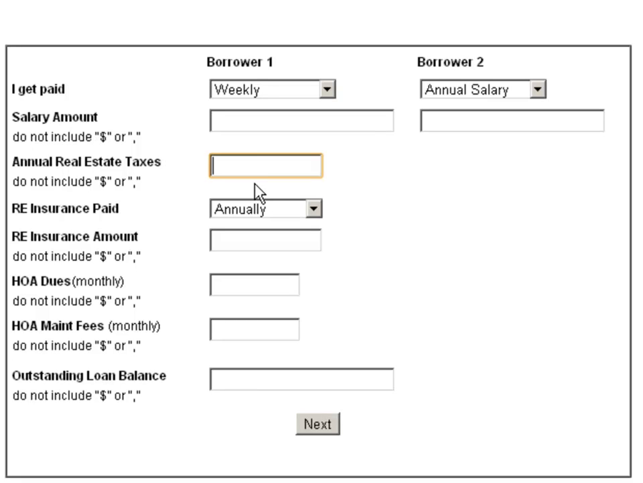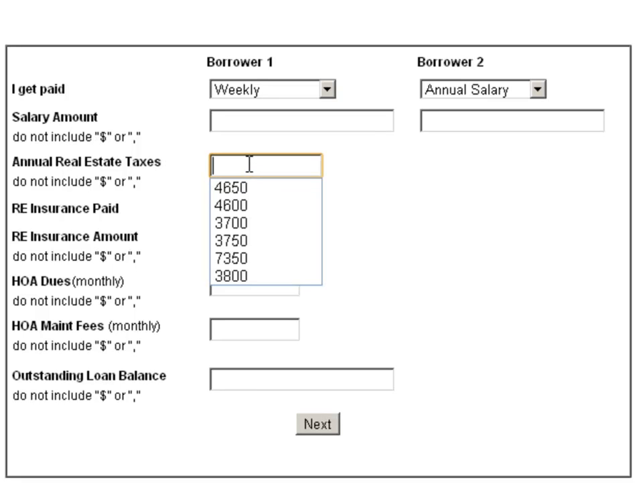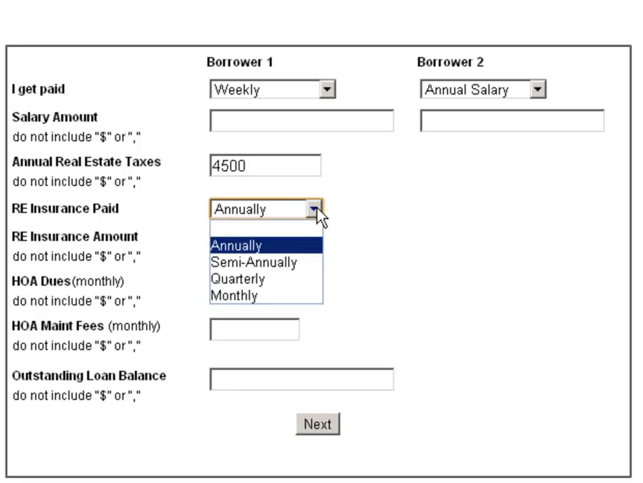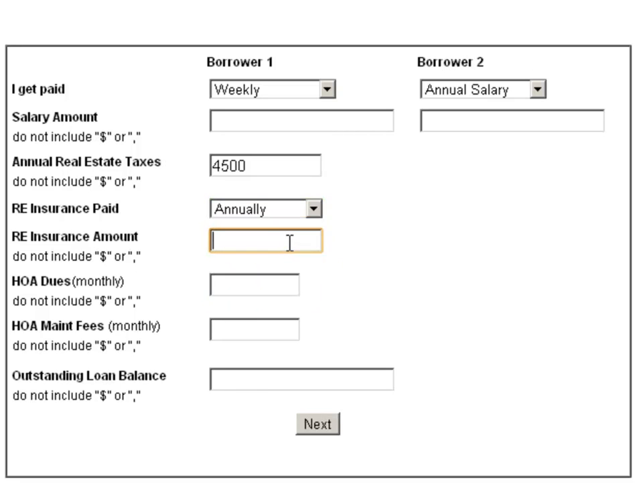All right. What it will actually do is it will actually raise the interest rate that you have to pay. Okay. So what you really want to do is then include your real estate taxes on an annual basis. All right. So let's say that you have $4,500 you pay on an annual basis. Your real estate insurance, let's say you pay your premium either annually, semi-annually, quarterly, or monthly. What you want to do is select how often you pay it, and then put in the actual number that you pay corresponding to the period that you selected.